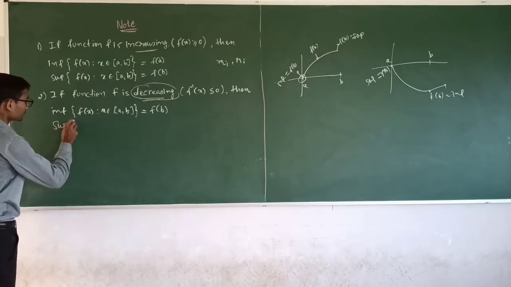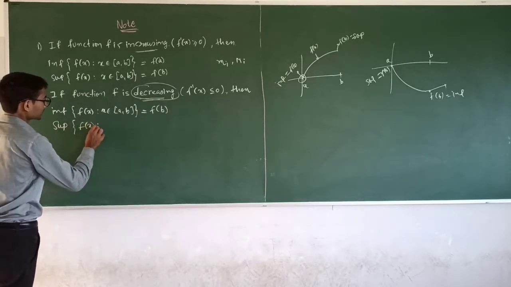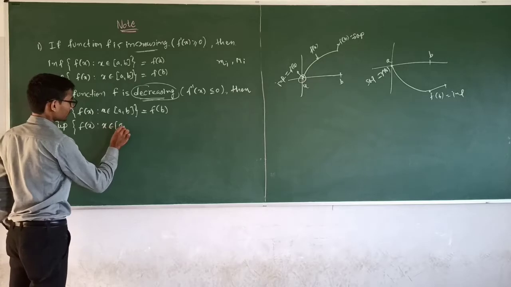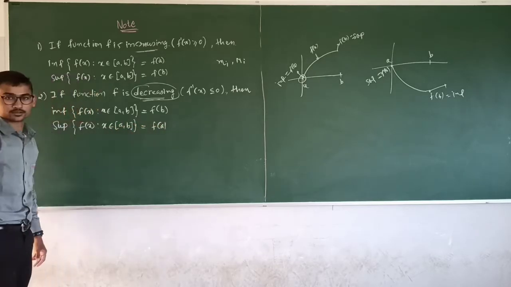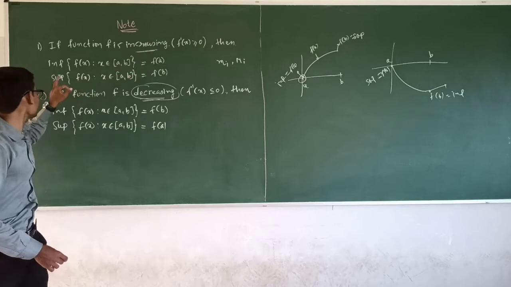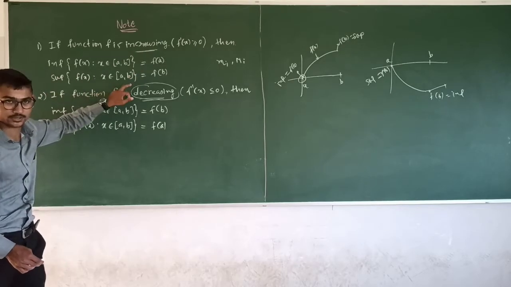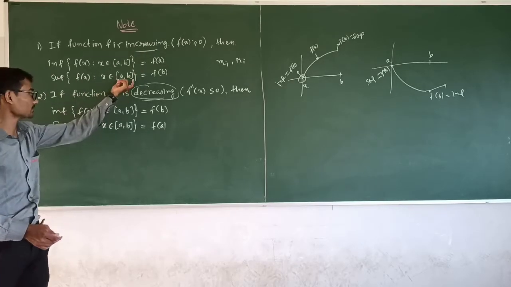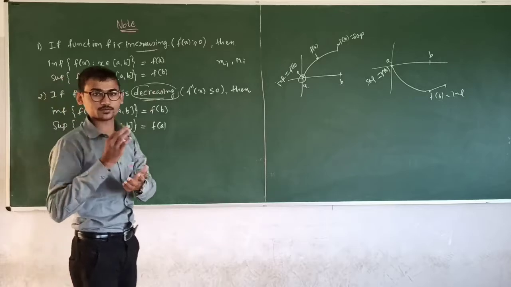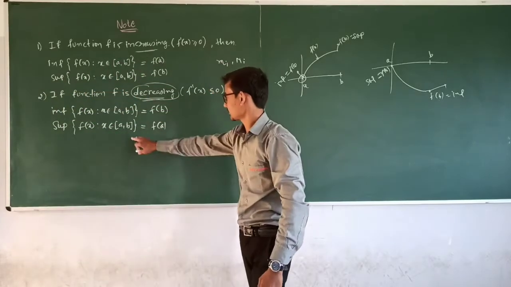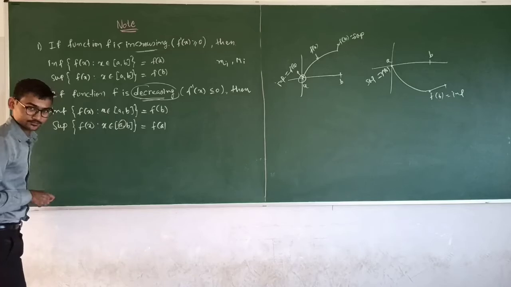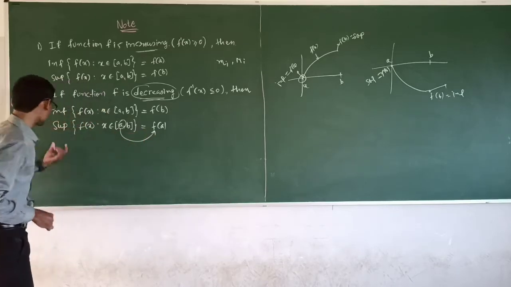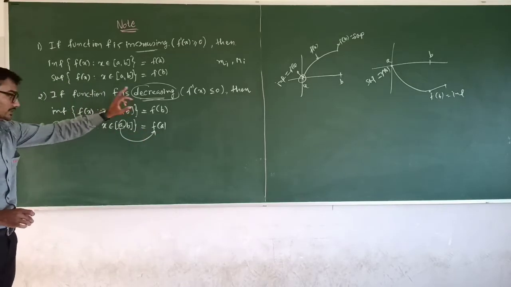Similarly, the supremum of f of x such that x belongs to closed interval [a, b] is f of a. Here the function is decreasing, so the supremum value of that sub-interval is the function value at the maximum point of that sub-interval. In this sub-interval, what is the minimum value? So f of a is the supremum when the function is decreasing.